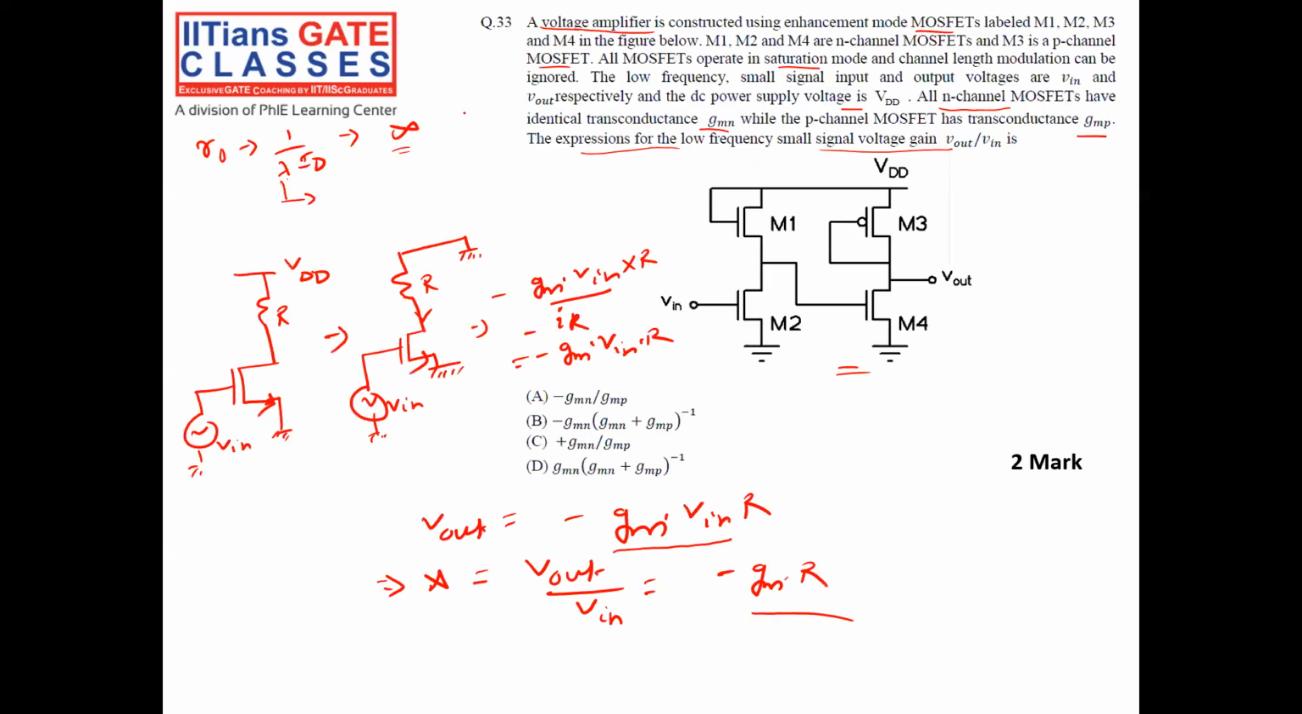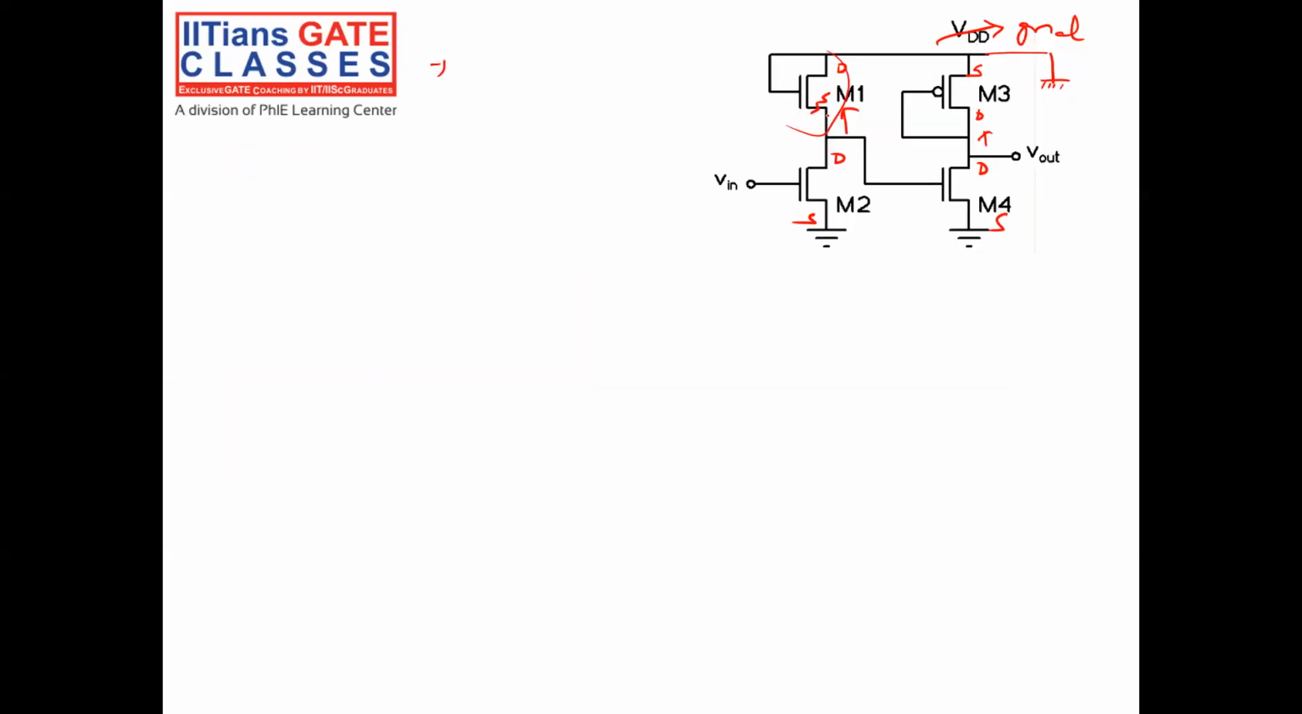If you have solved many questions, you can straightforwardly say that when there is no output resistance R0, the resistance looking from the source of M1 will be 1 by gmn. Similarly, the resistance looking from the drain of M3 will be 1 by gmp. This you can know if you have solved many questions.